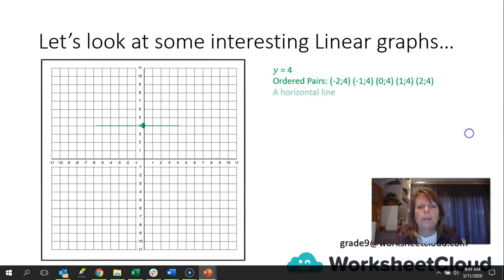Okay, that will create a horizontal line, as I said just now. Now what happens when we have x is equal to 4? We're going to plot where y is 0 and x is equal to 4, and then we'll plot up and down from there. So let's have a look. We've got our ordered pairs. Every single time x is equal to 4, y can change. So where y is minus 2 and x is 4, y is minus 1 and x is 4, y is 0 and x is 4, y is 1 and x is 4, and y is 2 and x is 4.